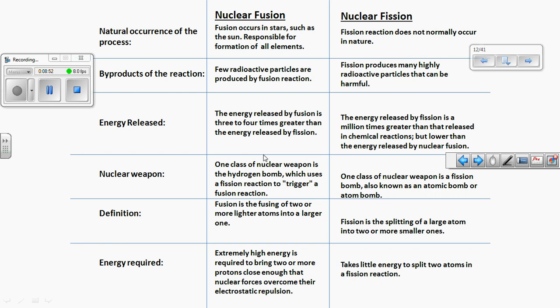But there's also a lot of energy that is released from this type of reaction. It's actually 3 to 4 times greater than the energy that you would get from a fission reaction, which we'll talk about next.